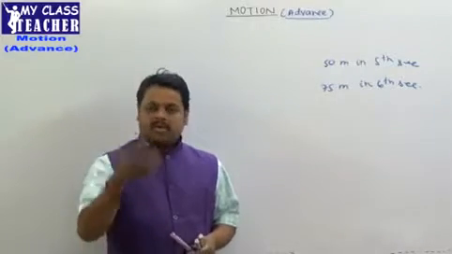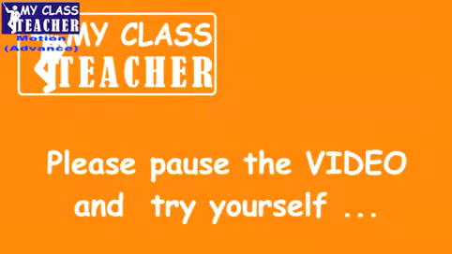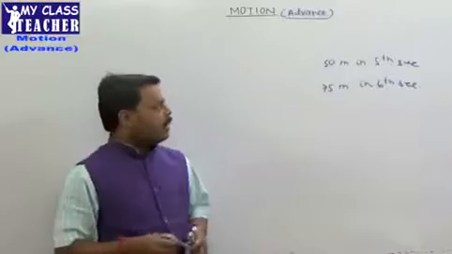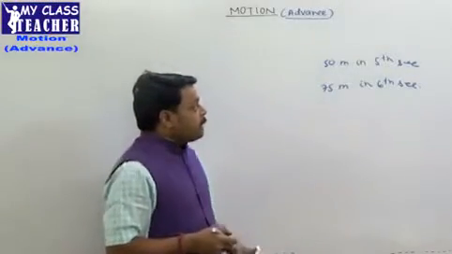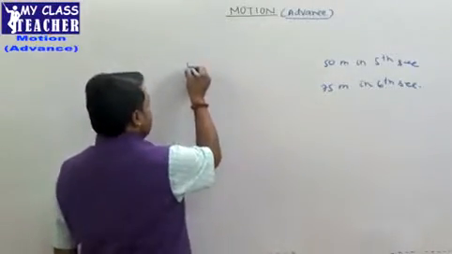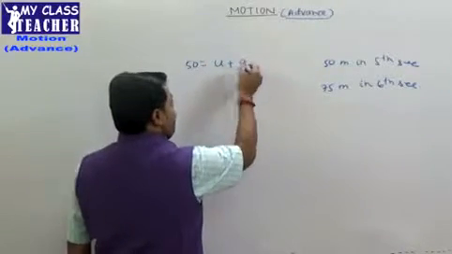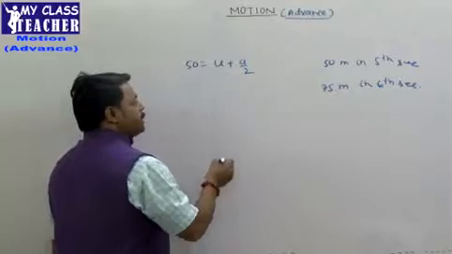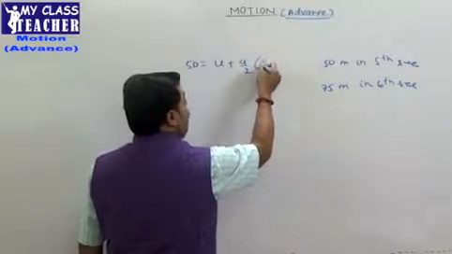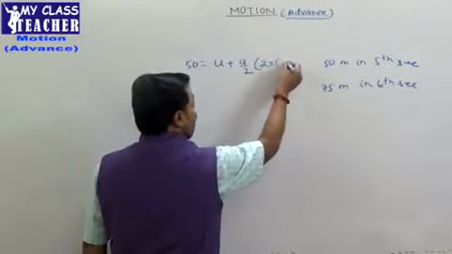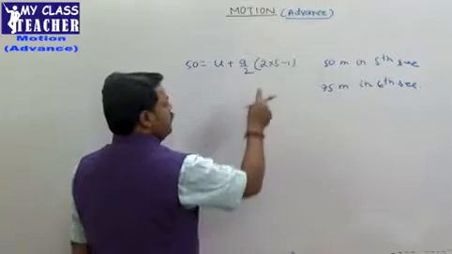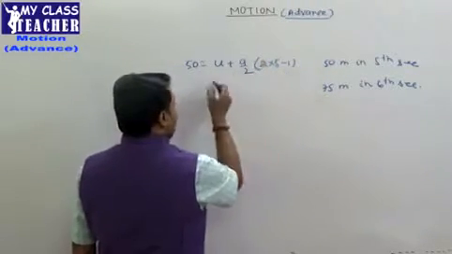Again, it is formula based. Try it. Okay, according to the question, 50 meter in 5th second. So this is 50 meter in 5th second, which means u plus a by 2. We assumed initial velocity is u, acceleration is a, into 2n minus 1, n is equal to 5, and minus 1. So this is equal to 10 minus 1, which is 9.